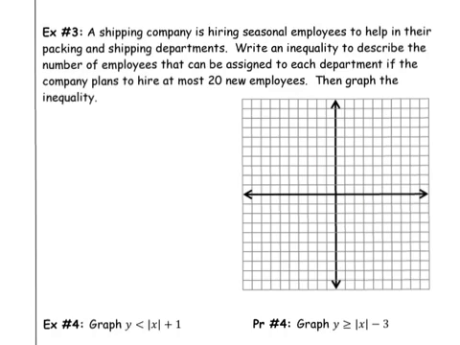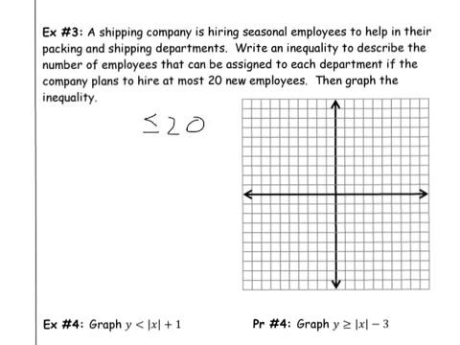Alright, example number 3. A shipping company is hiring seasonal employees to help in their packing and shipping departments. Write an inequality to describe the number of employees that can be assigned to each department if the company plans to hire at most 20 new employees. Then graph the inequality. Okay, well, at most means what? If I have 20 total, or 20 at most, that means that whatever my inequality is going to be, it's going to have to be less than or equal to 20, right? So 20 is my maximum that it could be.